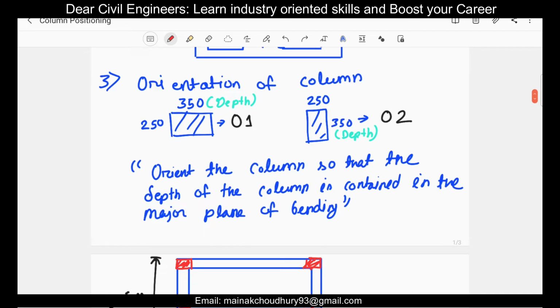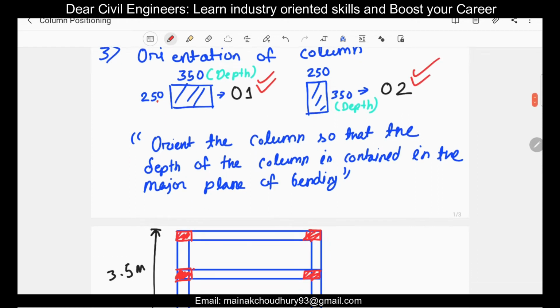Next comes the orientation of a column. There are very many theories of the orientation of columns, but I'll propose a very simple thing by which you can get started. So suppose we have here a column of 250 by 350, and the larger size is always called the depth. So 250 by 350, this is orientation 1 and this is orientation 2.